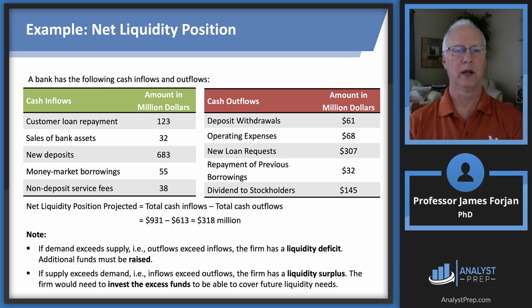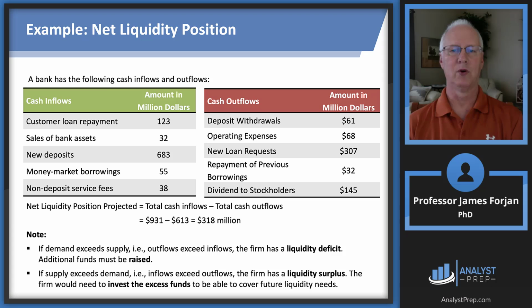All right, let's take a quick example of a net liquidity position. So once again, we have green and maroon. And so we've listed just a few of those accounts. And so you can sum those in the green. And look right below the table, what does that sum to? 931. So those are cash inflows.